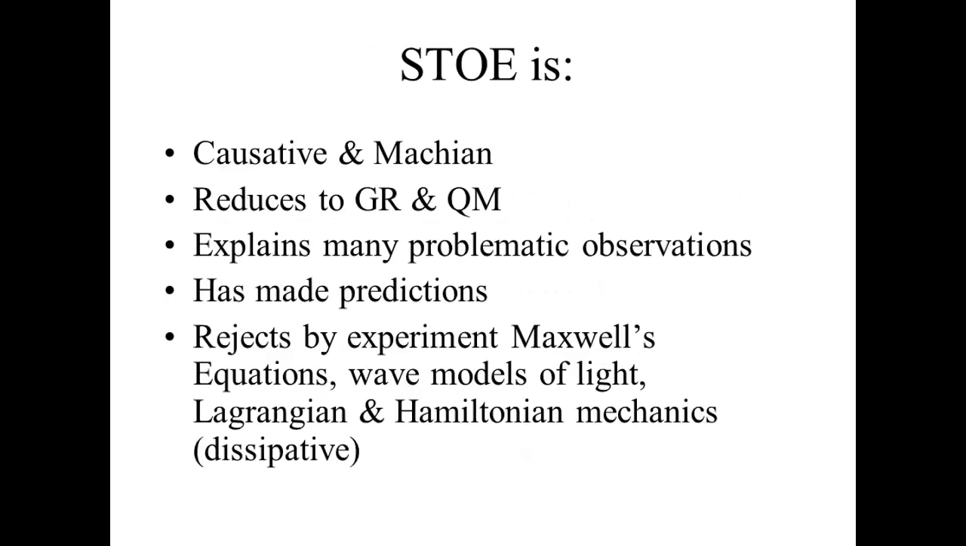The STOE is a causative and Machian model. It reduces to general relativity and quantum mechanics, which makes it a theory of everything, and explains many problematic observations that both general relativity and quantum mechanics have. It has made predictions which have later been found to be true. The STOE rejects, by experiment, Maxwell's equations, wave models of light, and the idea of the Lagrangian and Hamiltonian mechanics, which do not have dissipative characteristics.